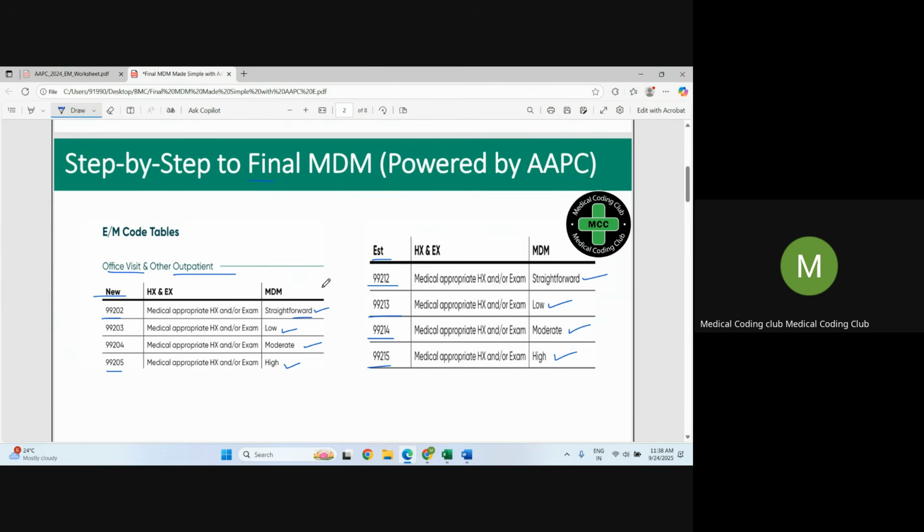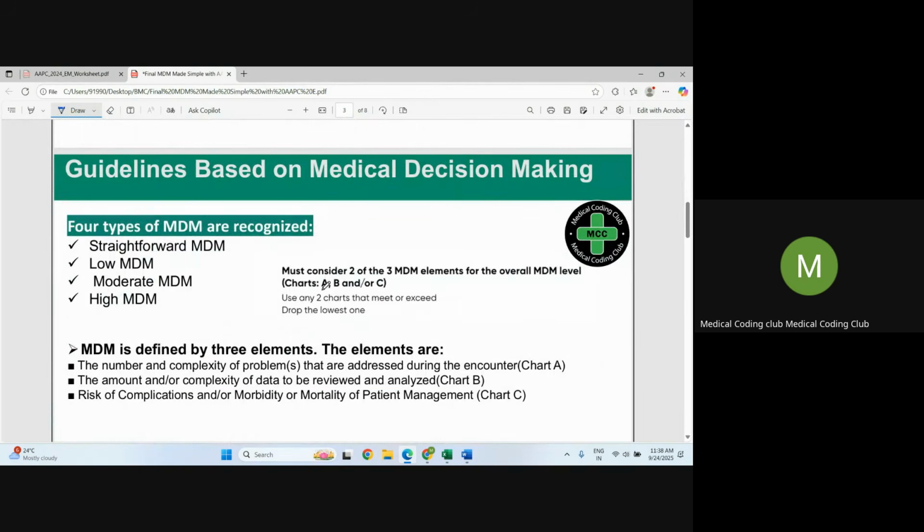Next we will understand the coding guidelines based on MDM. As we just saw, we have 4 types of MDM, all based on the severity of the medical record: straightforward MDM, low MDM, moderate MDM, and high MDM. So this is about how to arrive at the final MDM, which you should learn.